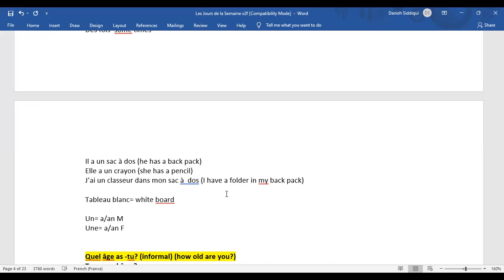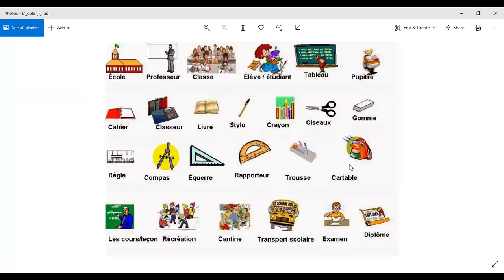Yes. So they both have the same meaning, like a or un. But for a male noun, we always say un, and for a female noun, what do we always say? Une. Okay.